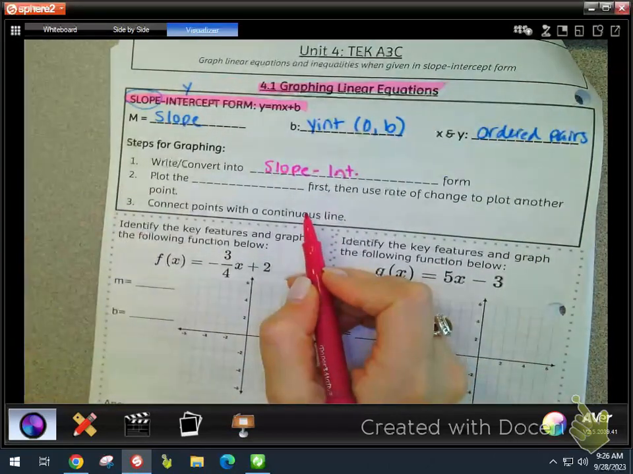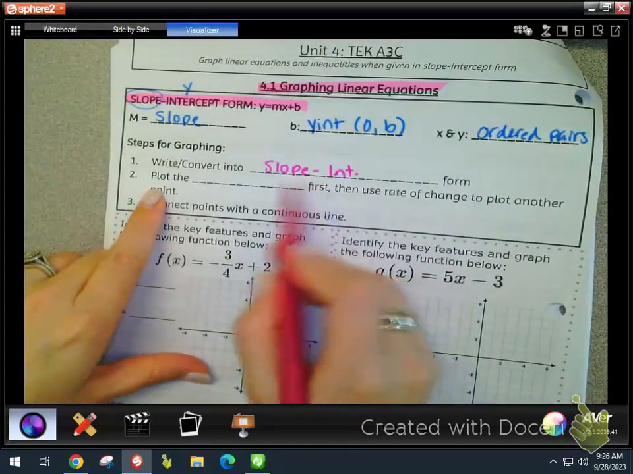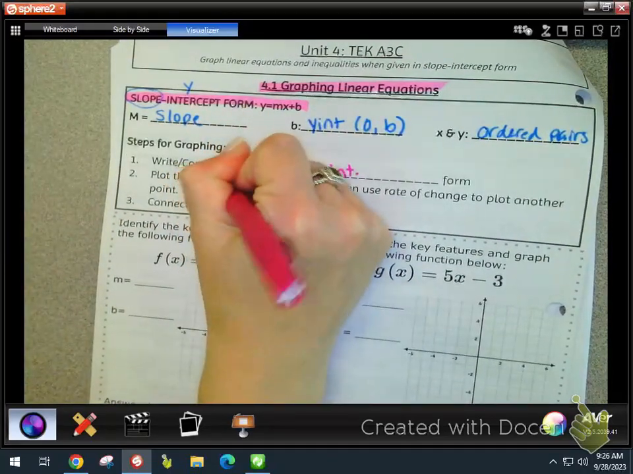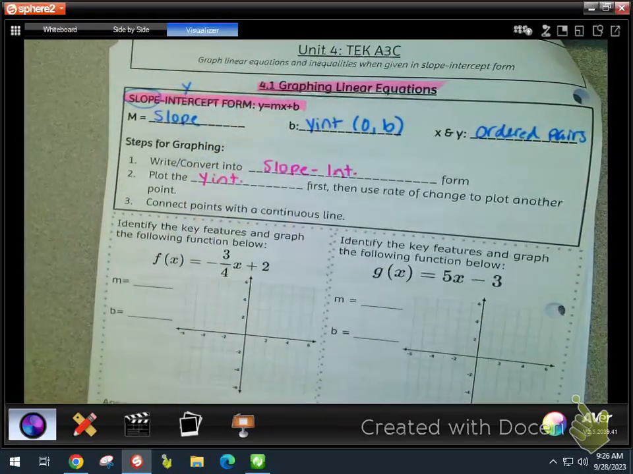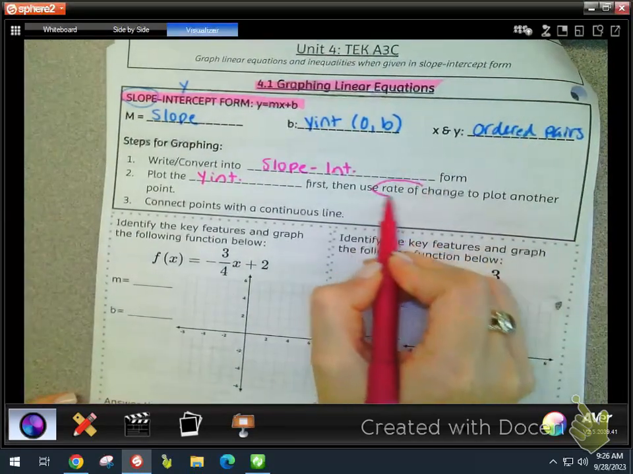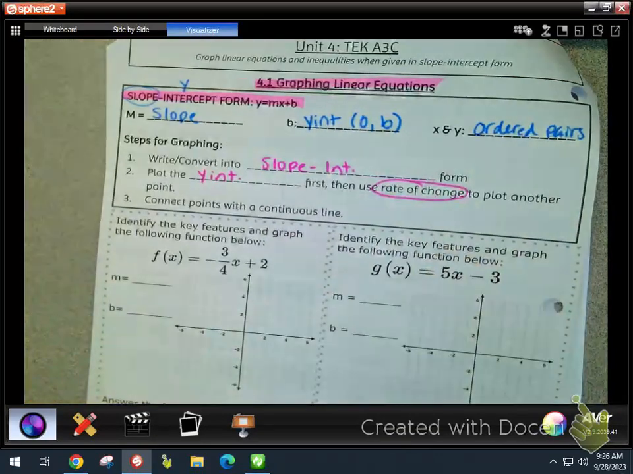So when we first graph these from slope-intercept form, we're going to plot our y-intercept very first. So we're going to identify what that is. We're going to put that point on the y-axis wherever it belongs, and that's why we call our y-intercept our starting point. It's how we start on our line. Plot it there. And then we're going to use our rate of change or our slope to find other points from there.